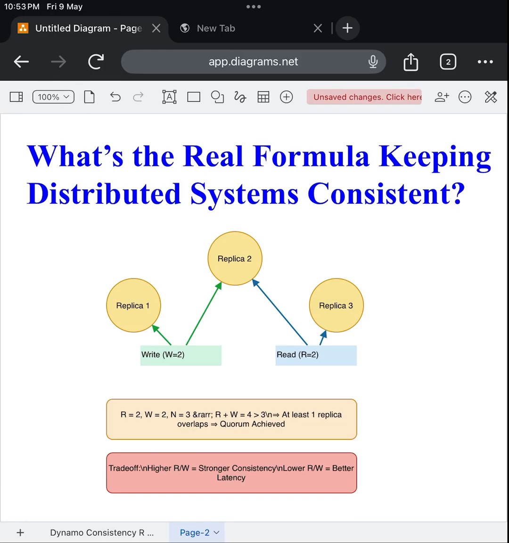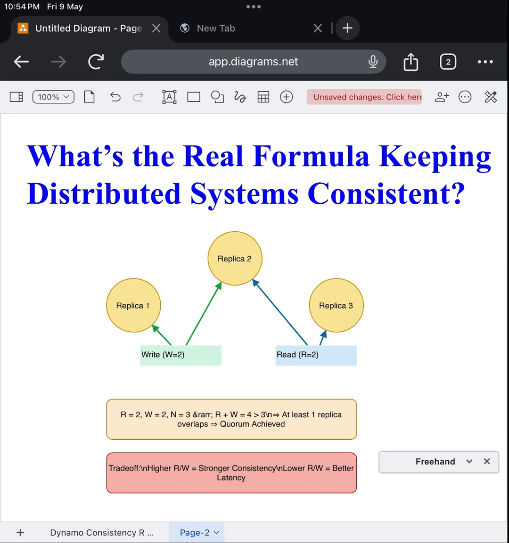Have you ever wondered how distributed systems keep data consistent, even when it's spread across dozens or even hundreds of machines? In systems that use consistent hashing, like Dynamo or Cassandra, achieving strong consistency isn't automatic. But there's a clever mathematical trick that brings us close: the formula R + W > N. Let me break that down.